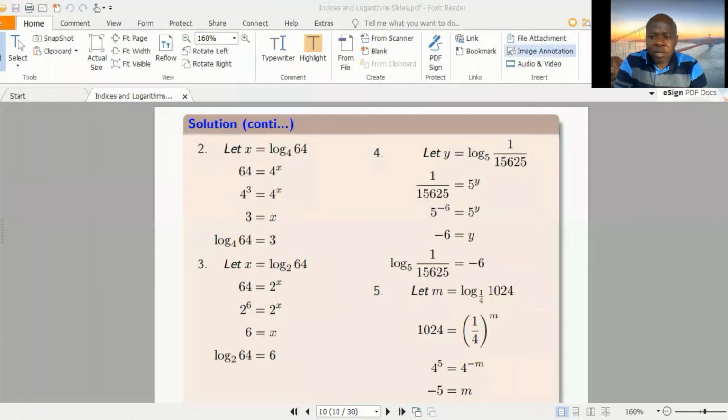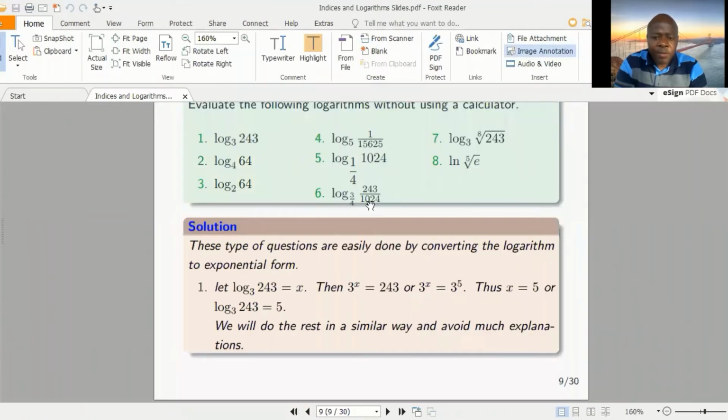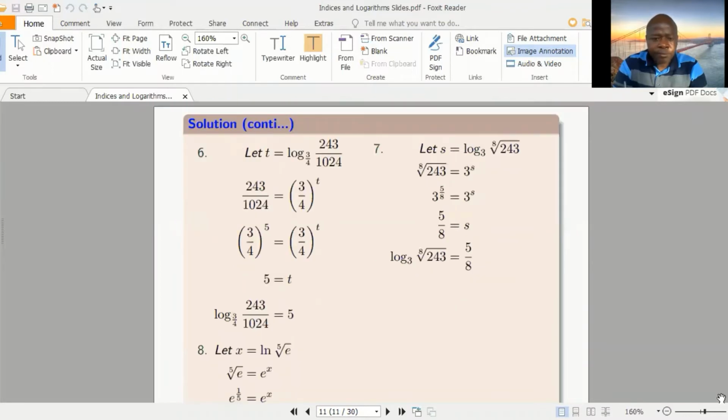Now, have we exhausted the question? The question is not exhausted. We are at number 5. We still have number 6, 7, and 8. Let's just look at number 6, 7, and 8. Number 6, they wanted this, but I didn't know it, so I said let it be t. Let it be t.